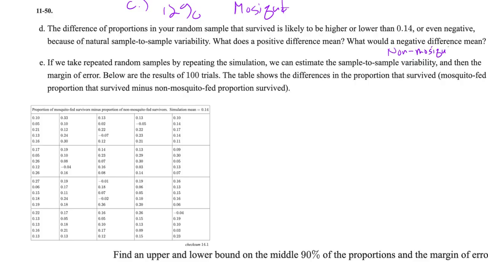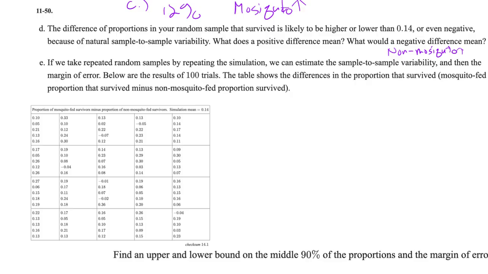Non-mosquito. Okay, so a negative would mean that there's more of the non-mosquito. A positive would mean that there are more of the mosquito areas there. So let's take a look at part E here.